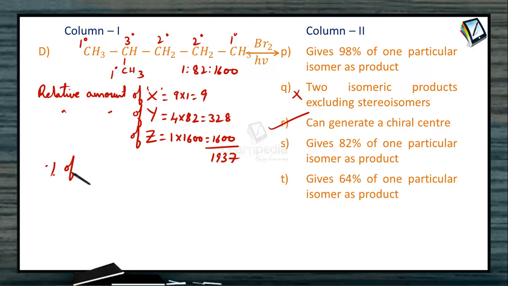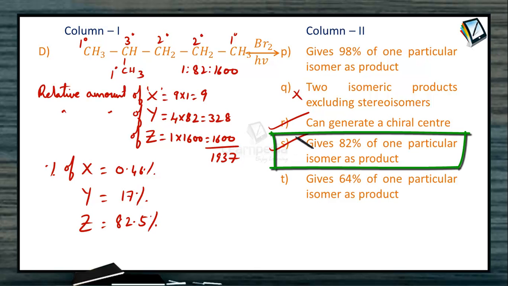So now on calculating, we get percentage of X as equal to 0.46, percentage of Y as equal to 17%. The remaining is nothing but the percentage of Z, that is 82.5%. So this compound gives 82% of one particular isomer as product. So these two are the correct matching for the alkane D.